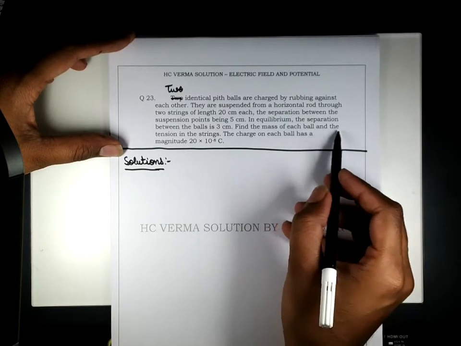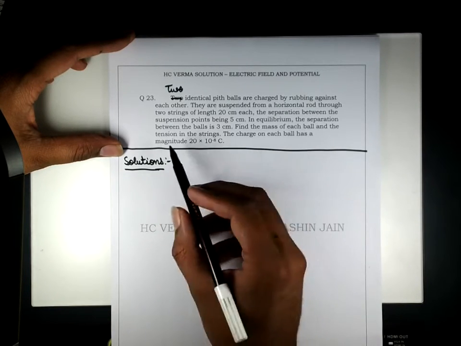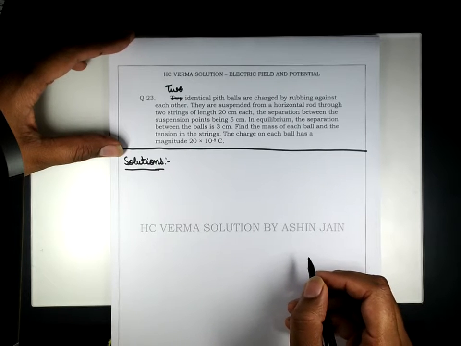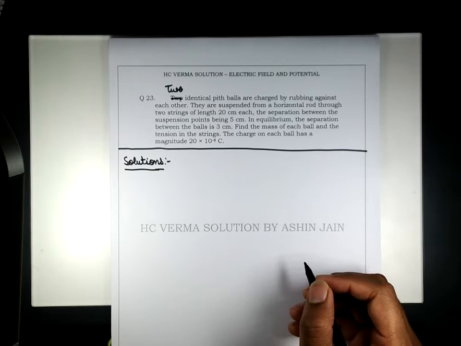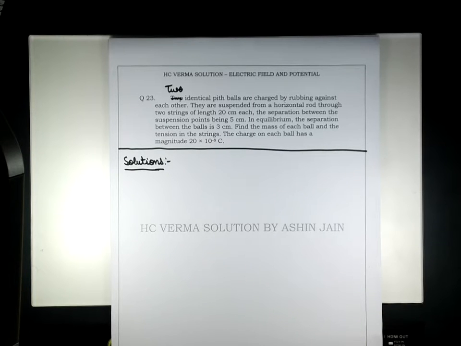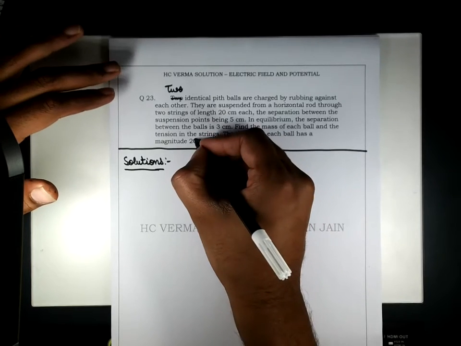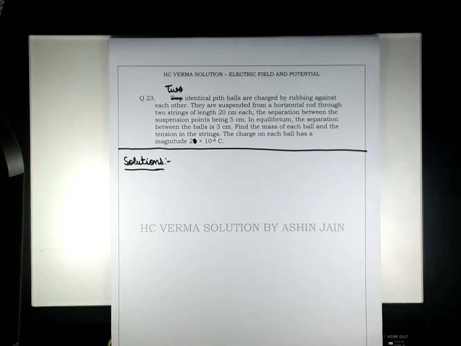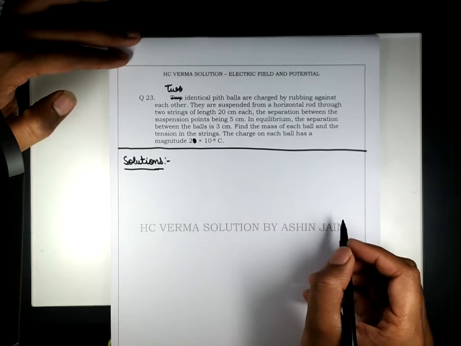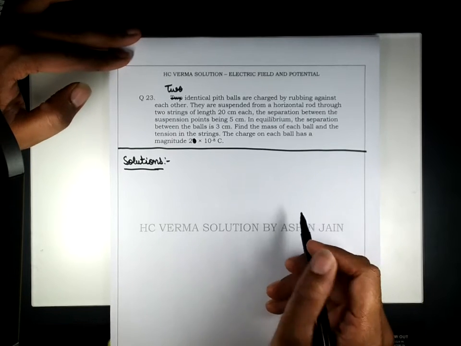Find the mass of each ball and the tension if the charge has a magnitude of 2 into 10 to the power minus 8 coulombs. It's actually not 20, it's 2 into 10 to the power minus 8 coulombs. There is a slight correction over here, so please make it.